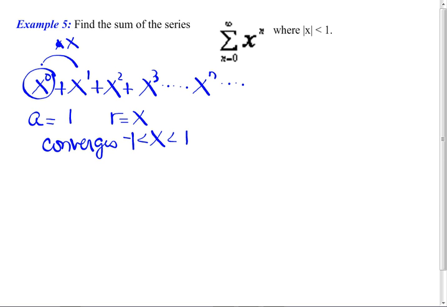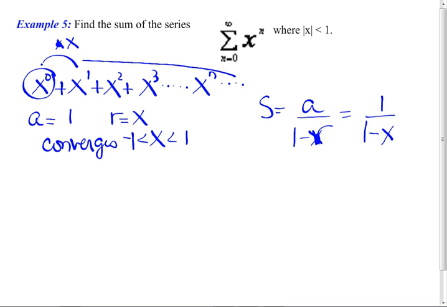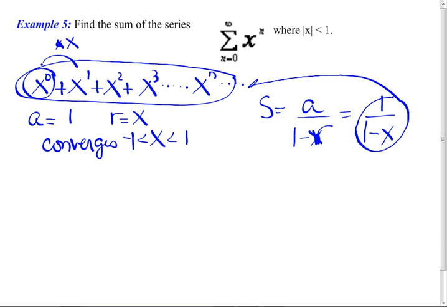Okay, granted, if you pay attention and do this, it's a lot easier. Now, what is the sum equal to? A over 1 minus x. So what's A? 1 and, sorry, R. What's the R value? It's x. So what they're saying is that this infinite series is equal to 1 over 1 minus x, provided that x is between 1 and negative 1.